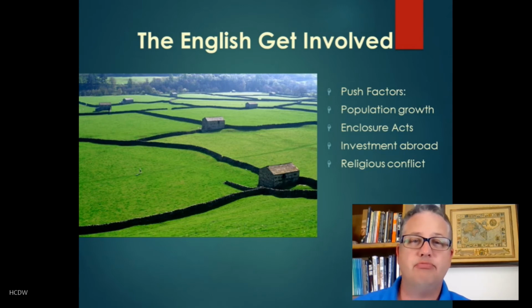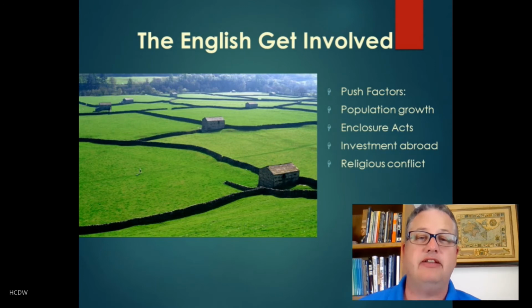Now, there are other push factors that are encouraging people to leave. Many of the early migrants come from the gentry class looking for investments abroad. They're going to be looking for new ways to make money. As we're going to talk about, some of these are the second and third sons of noblemen who are not going to inherit anything according to English law, and so they might be able to find opportunities abroad. And a final factor is religious conflict within England. And these conflicts sort of go back and forth among various different groups.